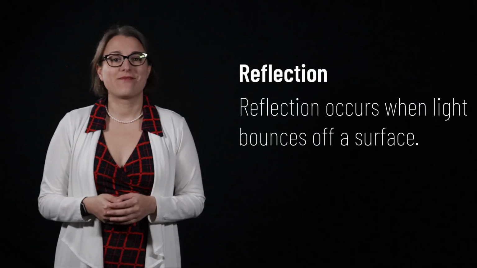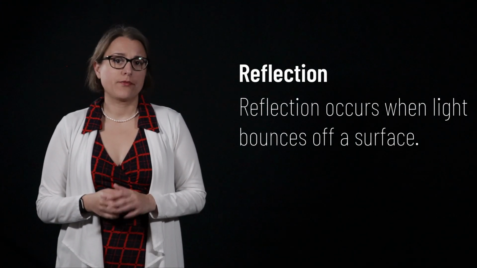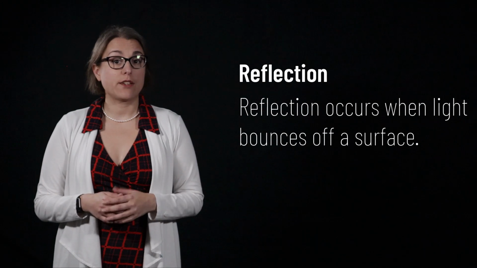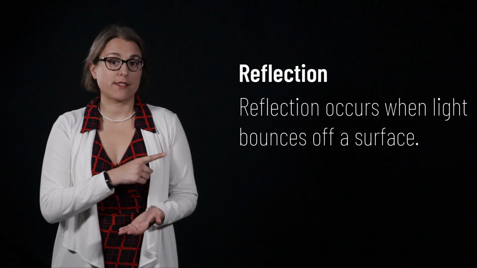When we look at objects, we don't actually see the objects themselves. We see the light that reflects off of them into our eyes. In the case of transparent objects, we see the light waves that transmit through the objects. We'll discuss reflection in more detail in the next lecture. For now, it's sufficient to state that reflection is what occurs when light waves bounce off of a surface.